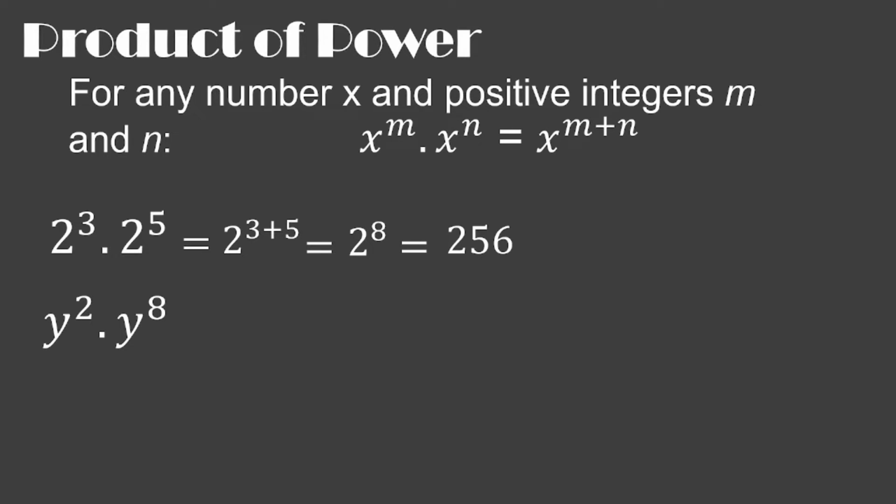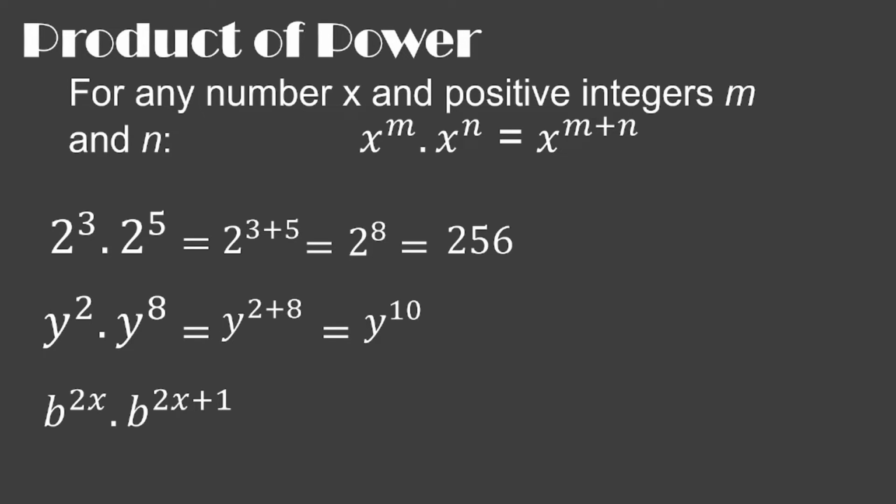Let's have another one. y raised to 2 times y raised to 8. If you notice, again, we have the same base, which is y. So we simply add the exponents, which are 2 and 8, so that will give us y raised to 2 plus 8. Now 2 plus 8 is simply 10. So this will give us y raised to 10.